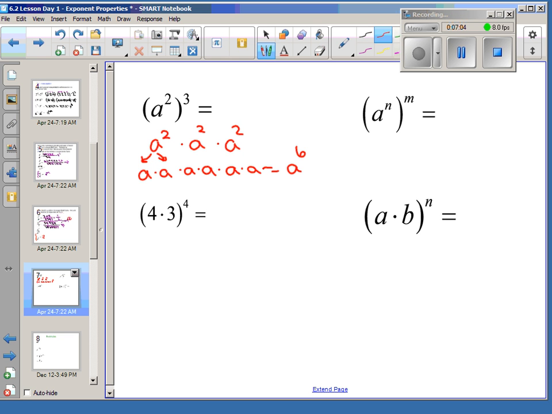So a squared times 3 is a to the 6th, and where that comes from is we're taking our exponent on the outside and multiplying it by the exponent on the inside. So a power raised to a power is a to the m times n.